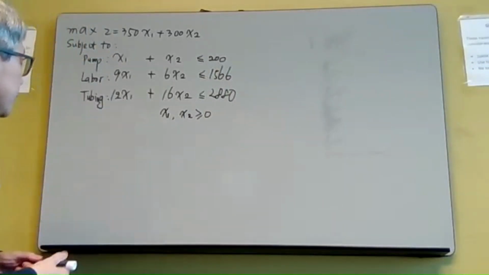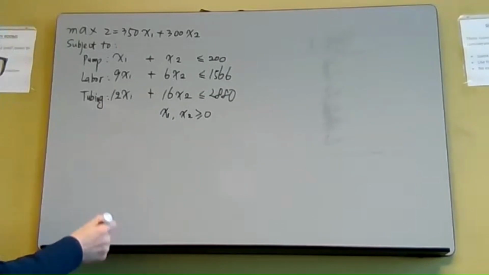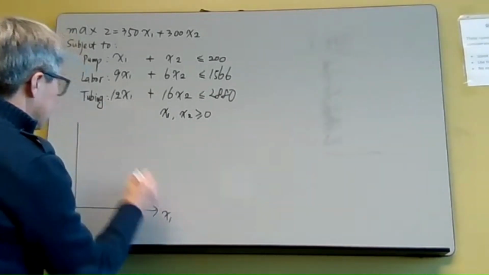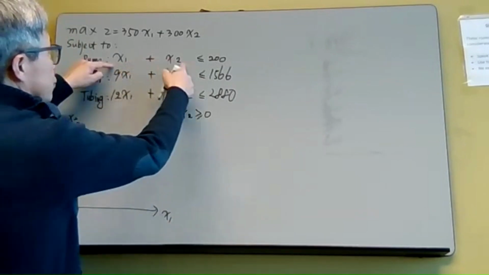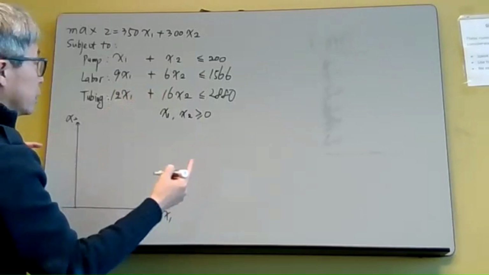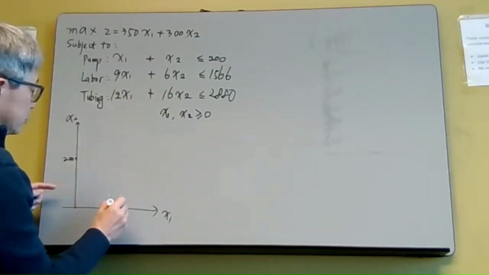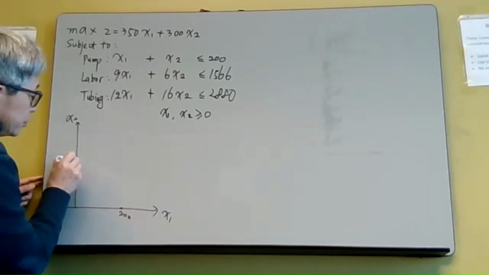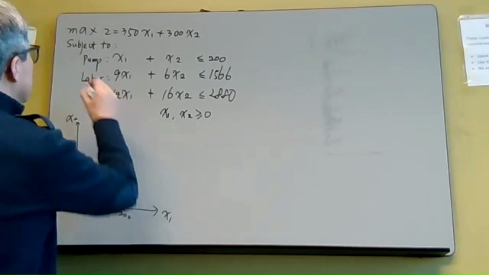Last time I demonstrated how to draw the graph, and I'll do it again. With x1 and x2, for the first constraint, if x1 is 0, x2 will be 200 to draw the boundary line. So 200 here, and 200. Connect these 2 points using a straight line. That is the first constraint.